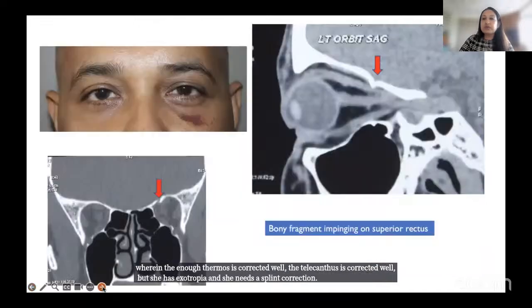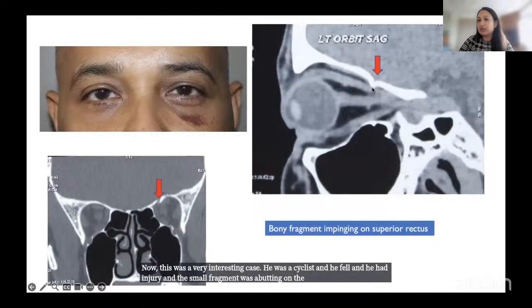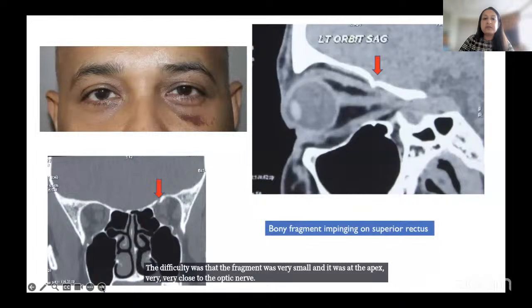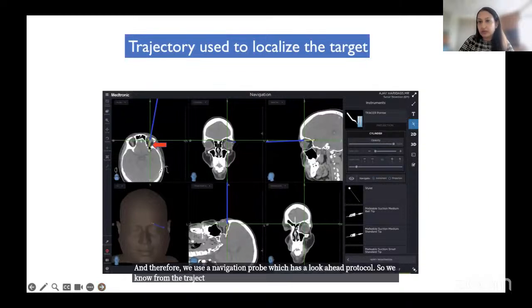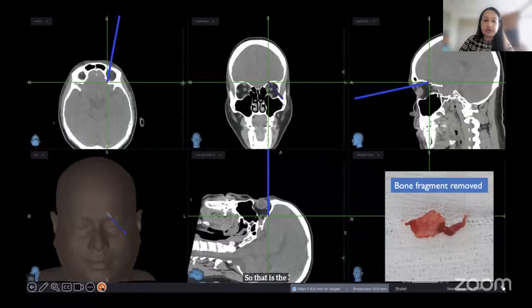Now, this was a very interesting case. He was a cyclist and he fell and he had injury, and the small fragment was abutting on the superior rectus muscle. The difficulty was that the fragment was very small and it was at the apex, very, very close to the optic nerve. And therefore, we used a navigation probe which has a look-ahead protocol. So we know from the trajectory where this foreign body lies, where this fragment lies. And through a small 8 millimeter incision at the superior lid crease, I could remove this bony fragment and correct his diplopia. So that is the beauty of navigation in these kind of cases.